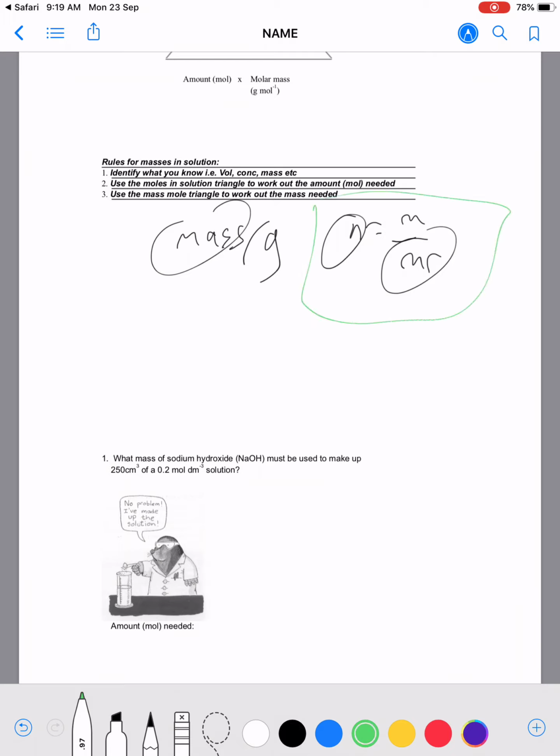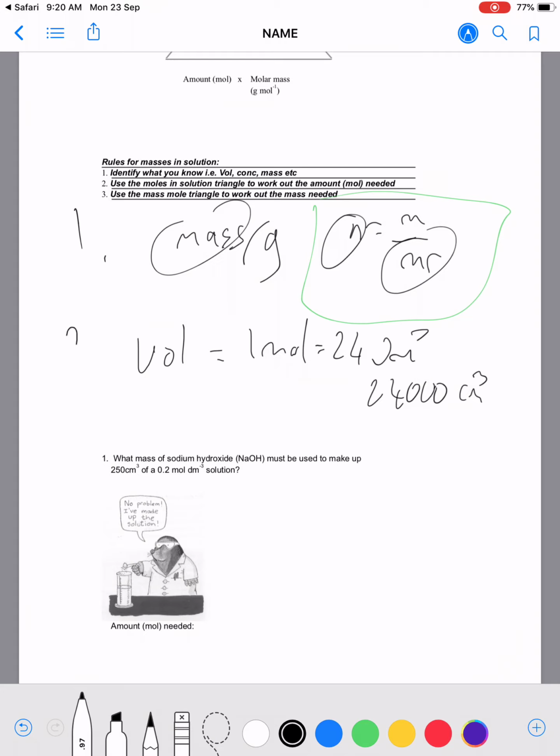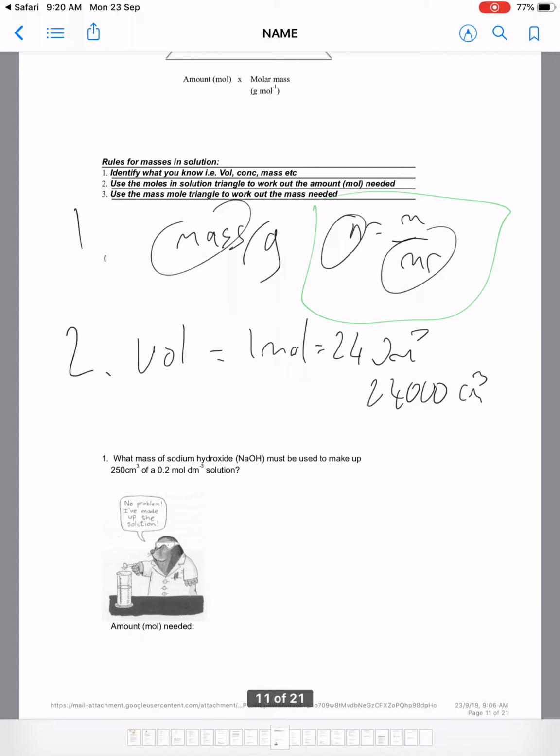We've just been doing some gaseous volumes. Remember, volume, it could be, so we know that 1 mole is 24 dm cubed, or 24,000 cm cubed. That's all good. So either of these relationships, 1 or 2, should be enough to get you through most mole problems.